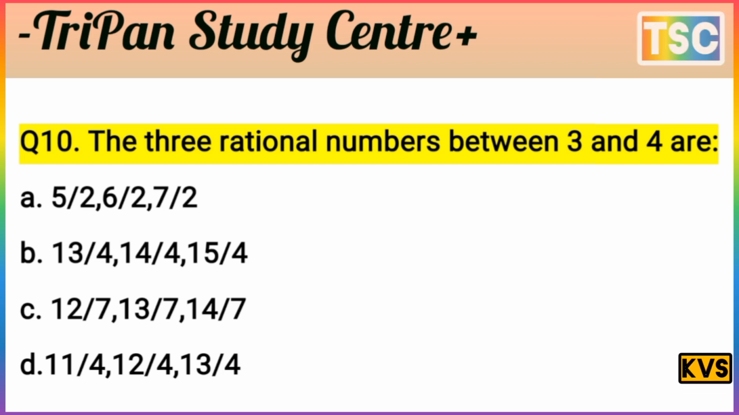Let's see, 4 means 3 upon 1 into 4 into 4, 12 upon 4, and 4 upon 1 into 4 into 4 means 12 and 16. But here the denominator is equal, 4 and 4, and the numerator is different, 12, 16. 12, 16 means here 13, 14, 15, so three rational numbers are coming here. It means B option is correct here. That's important for the exam.